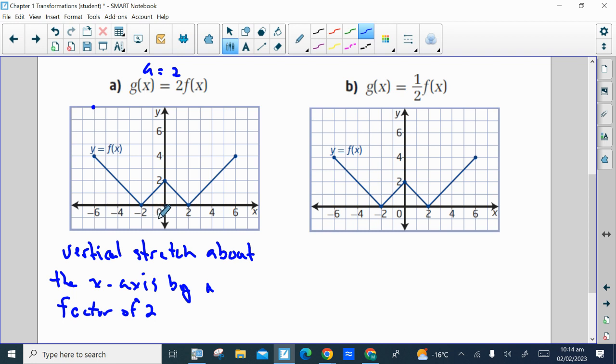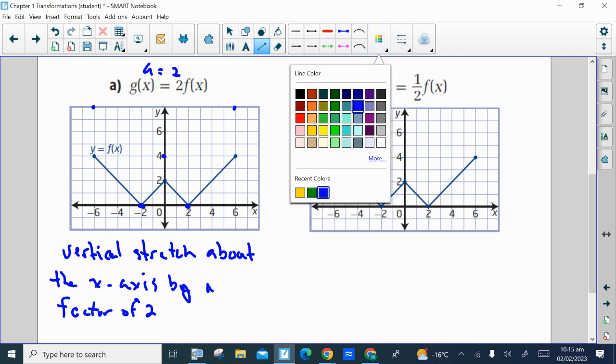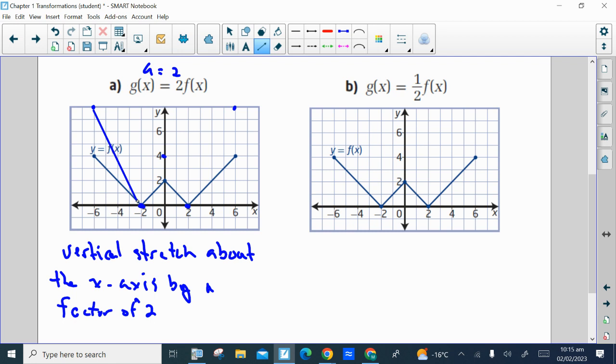The x-intercepts are invariant because they are 0 units away from the x-axis. So that distance won't change because a y value of 0 times any stretch factor will stay 0. This point here with a y value of 2 will be stretched to a y value of 4. And this point here with a y value of 4 will be stretched to a y value of 8. So these are the key points that we will use to sketch the graph of g(x).